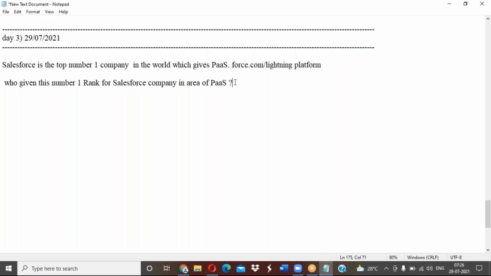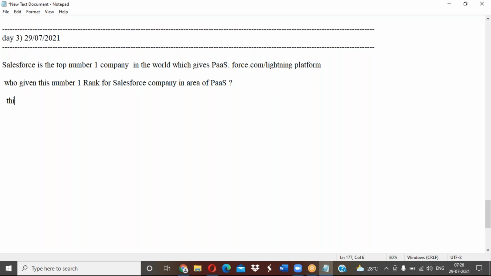Who gave this number one rank to Salesforce in the area of PaaS? Did Salesforce themselves say that they are number one in the market? No. Understand all of you. Who gave the number one rank to Salesforce? Okay, good. Listen to the class carefully. Good, good, Sujit.